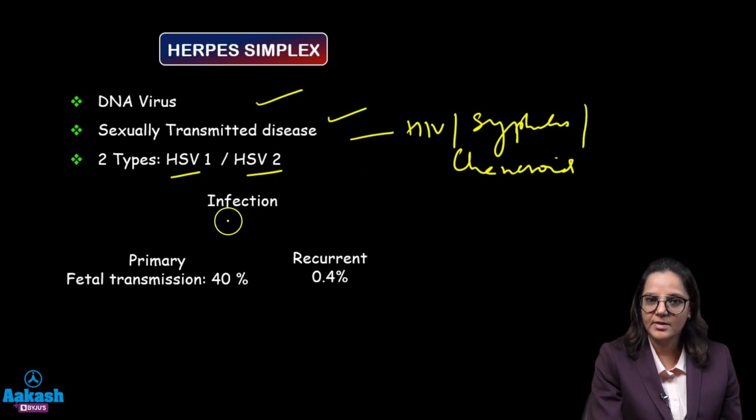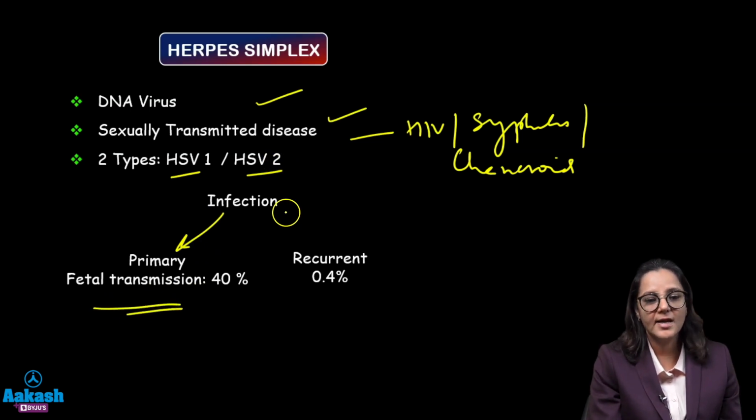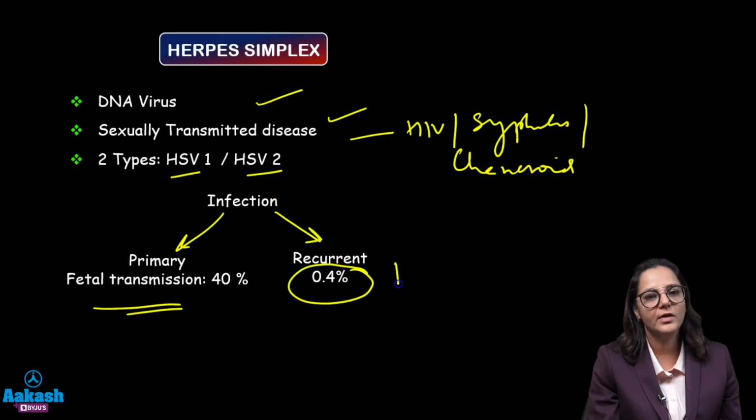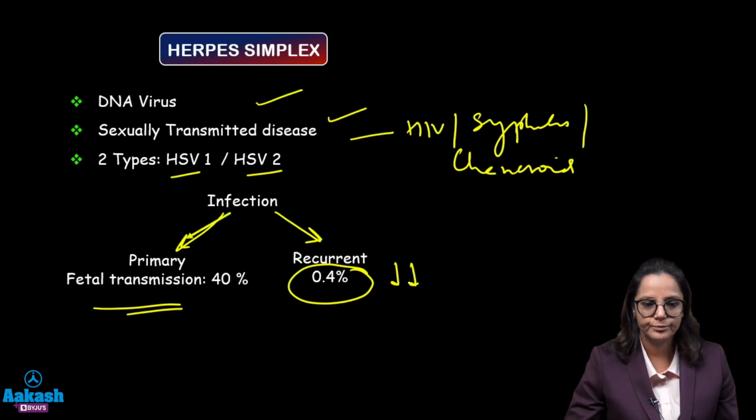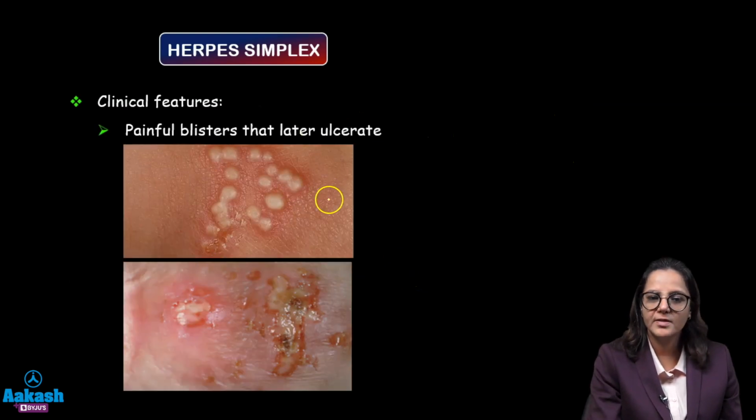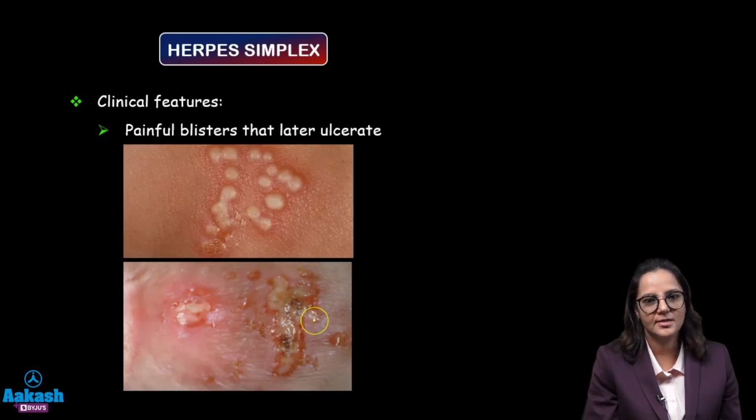The infection can be primary, that the mother is getting it for the first time, and in that case the risk of fetal transmission is very high, 40%. If the mother has gotten the infection for the second time or the third time, if it's a recurrent infection, then the risk of fetal transmission is very low. Few points about herpes simplex. This is how the painful blister looks like, and if it ruptures, then it ulcerates like this.